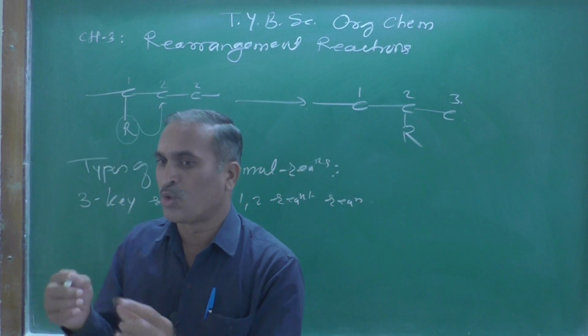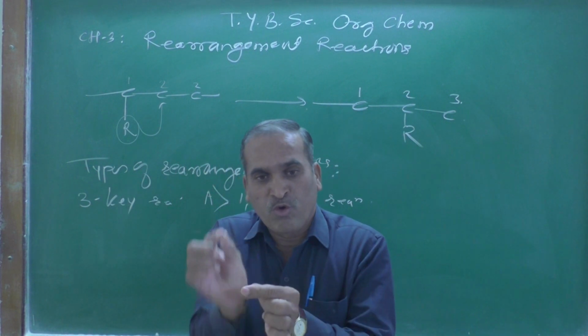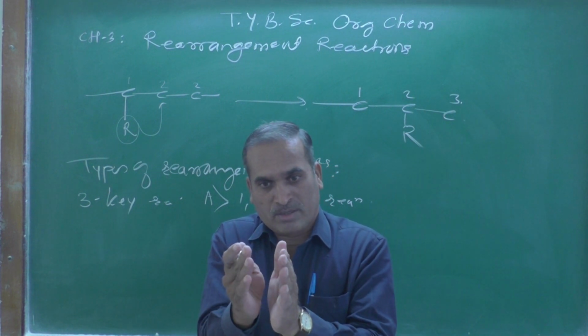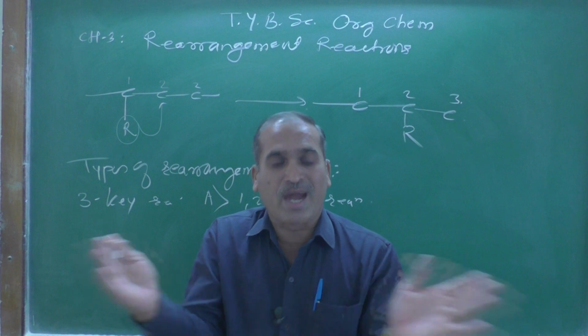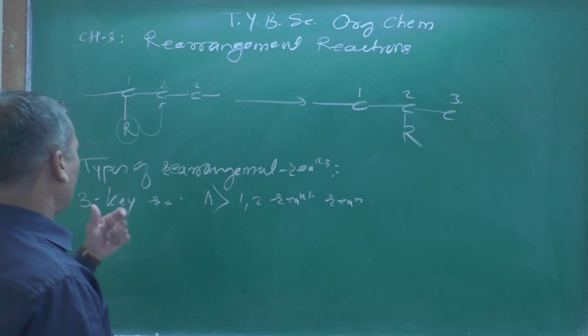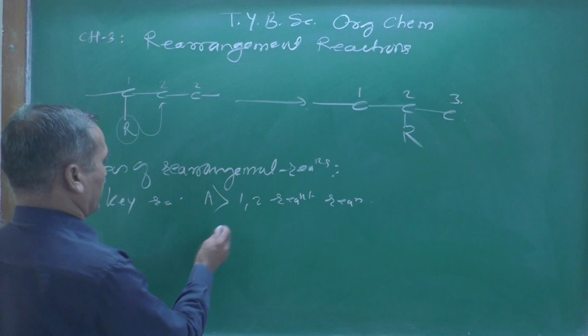atoms get oriented in space in a beautiful manner, and we get what we can call the desired product. So that type of key reaction is known as a 1-2 rearrangement reaction.